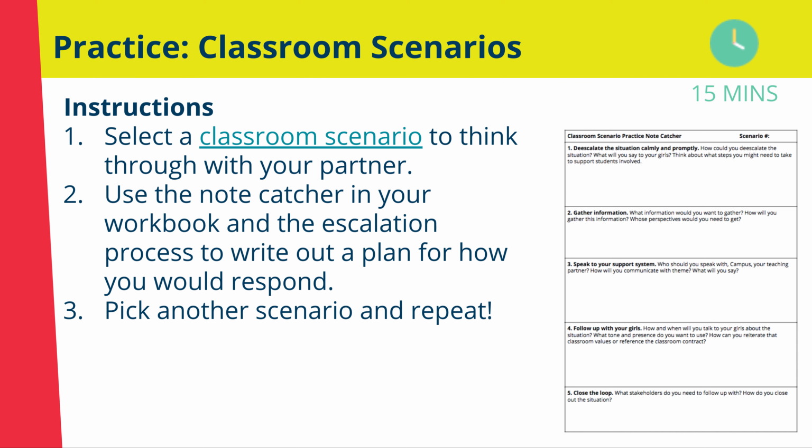All right, so the last part of this session that you're going to do before you do your reflection is you're going to pick a classroom scenario to think through, not with a partner, but with yourself, and then you're going to use the note catcher in your workbook and the escalation process to write out a plan for how you would respond. If you finish early, go ahead and pick another scenario and repeat the process. This could be a great thing to also discuss in the Slack channel with other people about which scenarios they picked and how they chose to respond, and it's something that I'm happy to discuss in our office hours or virtual Q&A session in the beginning of June as well.